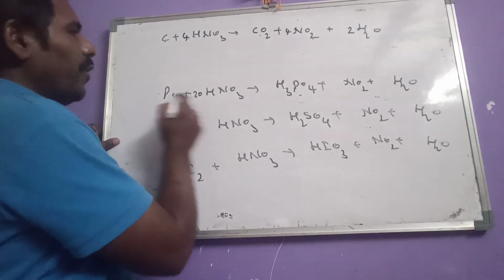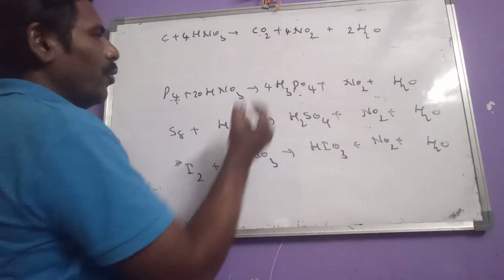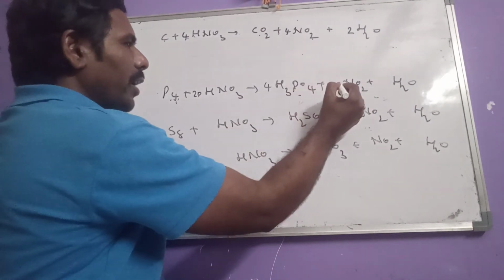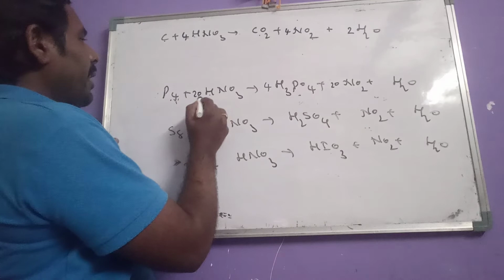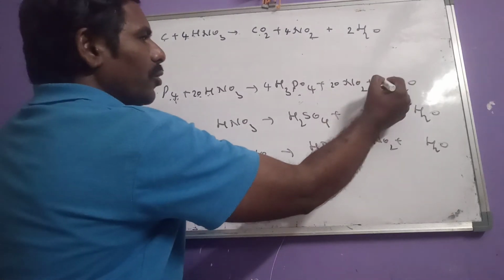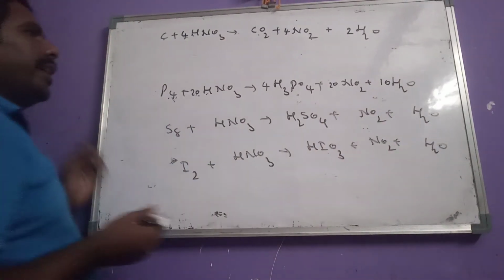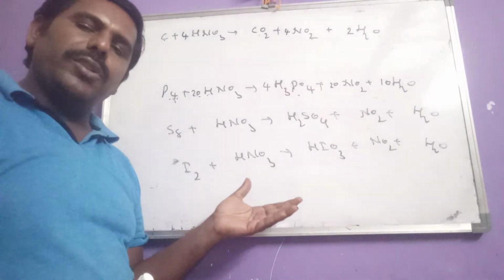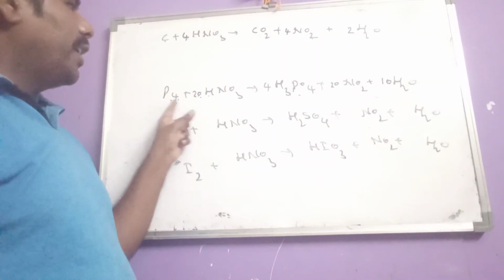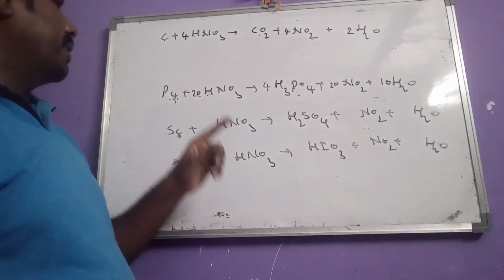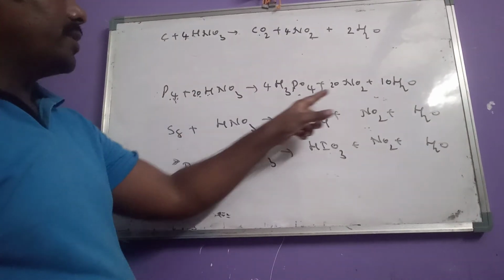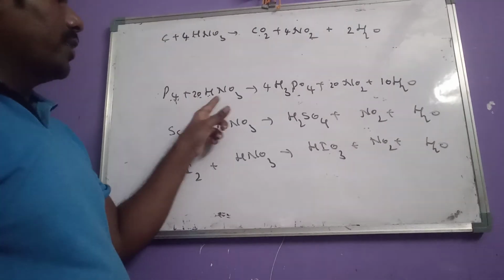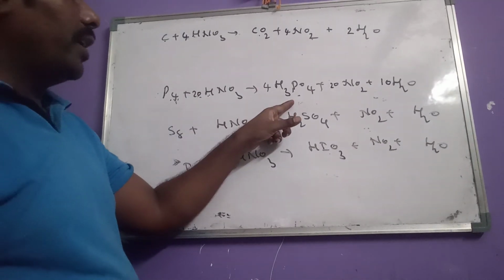Now as there are 4 phosphorus here, we have to write 4H3PO4. 20 nitrogens means we have to write 20 HNO3. 20 hydrogens means here 10 2s are 20. Now check whether the oxygen atoms and every atom are balanced or not. 4 phosphorus, here also 4 phosphorus. 20 nitrogens, here also 20 nitrogens. 20 hydrogens. Now 4 3s are 12.